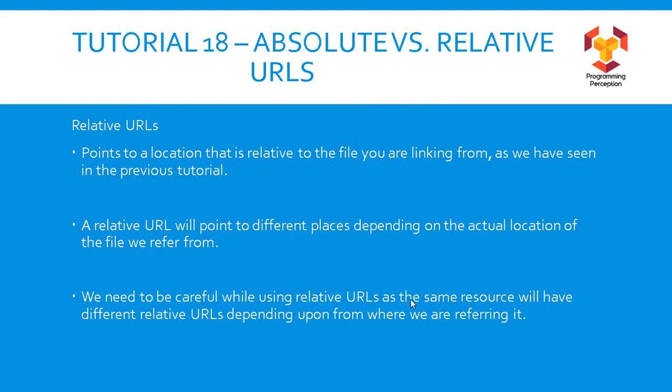Now we need to be careful while using relative URLs, as the same resource will have different relative URLs depending upon from where we are referring to it. Unlike absolute URLs, the relative URL is not fixed for a resource. Relative URLs depend on the position of the resource relative to the file where you are using the URL. So if you are referring to the same resource from different positions, the URL will change. Before moving on and discussing the differences between them and deciding which one to use, let me show you a practical example of each one of them.